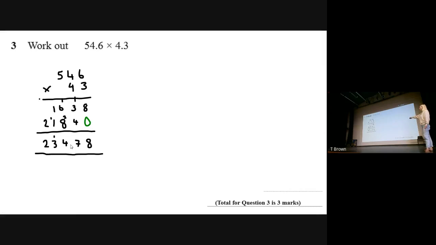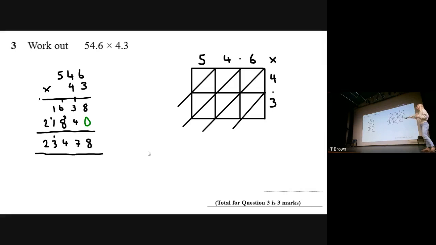Also, use your skills of being able to estimate. This is 50. We're doing one significant figure. This is 4. And 50 times 4 is 200. So we would expect our answer to be somewhere close to 200. So 234.78, given that we rounded that one down and we rounded that one down, that makes sense. Okay? So 234.78.